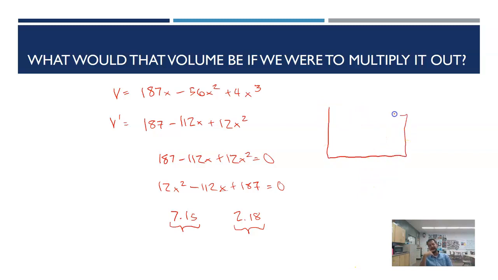Well, if you think about it, on my paper, only one of those answers makes sense. If I were to cut out a square that was 7.15 by 7.15 on this side, there wouldn't be enough length left to cut out a second side that was 7.15 in length as well. So if there's only one 7.15 length, that answer doesn't work. So I know automatically that the sides of the square I should have used in this particular example were about 2.18 inches. All right, so that would be how big we wanted to make the squares.